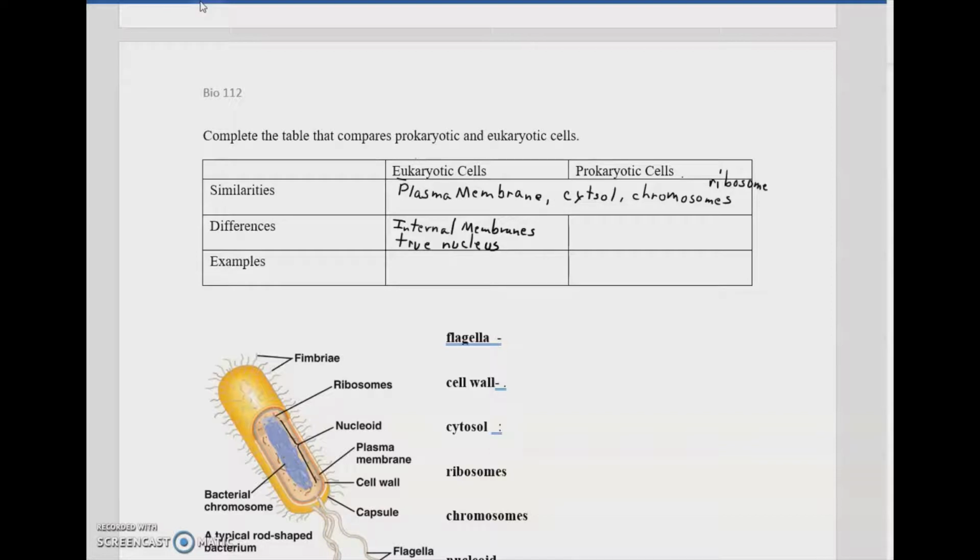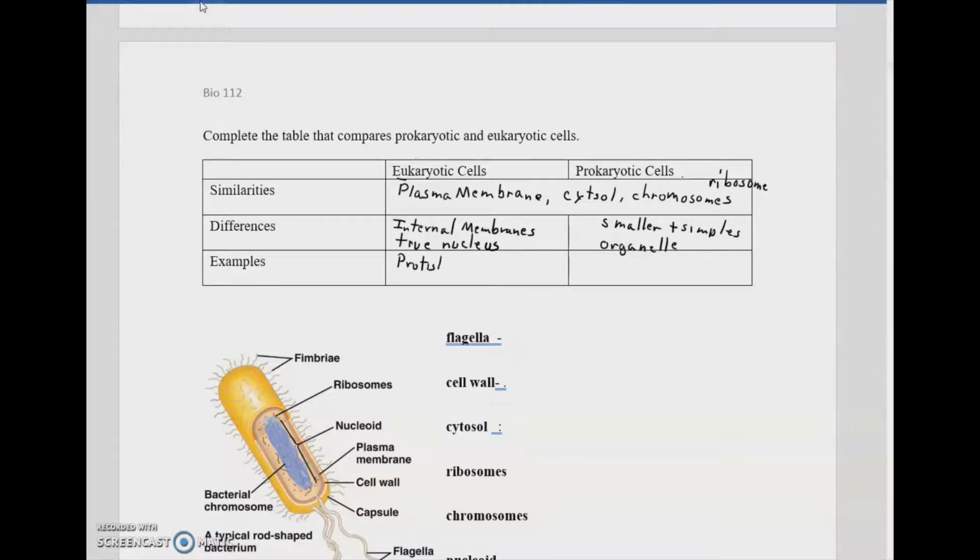Prokaryotic cells are smaller than eukaryotic cells, and they're much simpler. They don't have any of the internal membranes, and they have no organelles like mitochondria or chloroplasts.